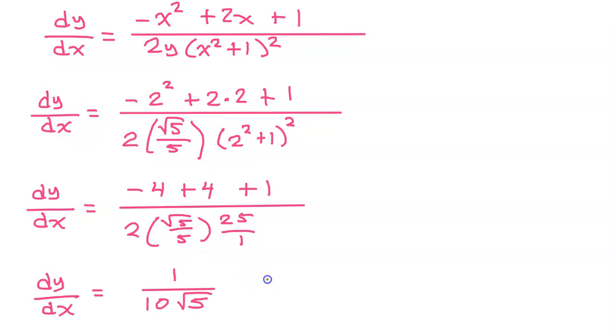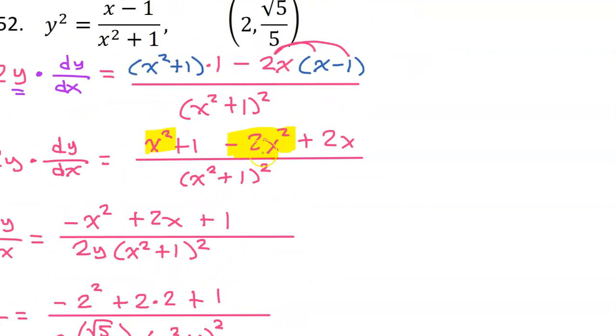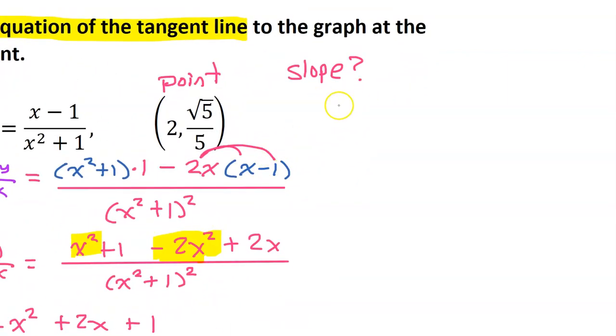So this is the derivative at the point 2 comma radical 5 over 5, which means this is the slope of the curve at that point. And that's the one thing we needed. So now we know that the slope is 1 over 10 radical 5.